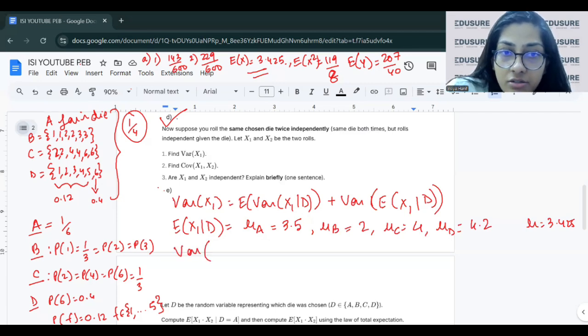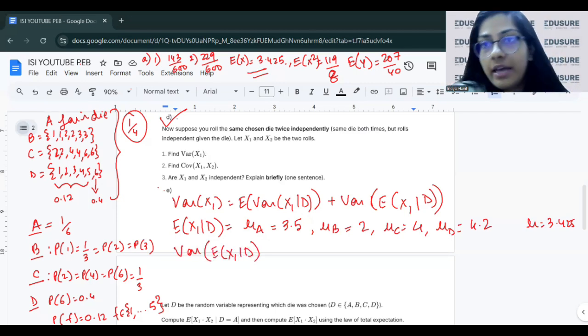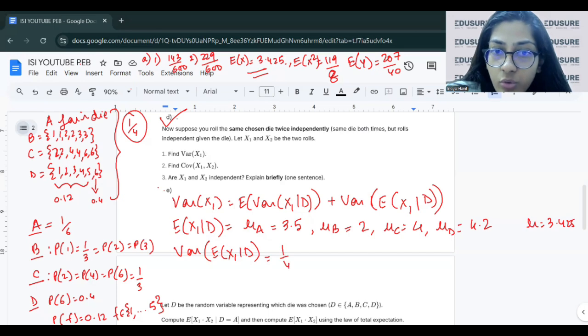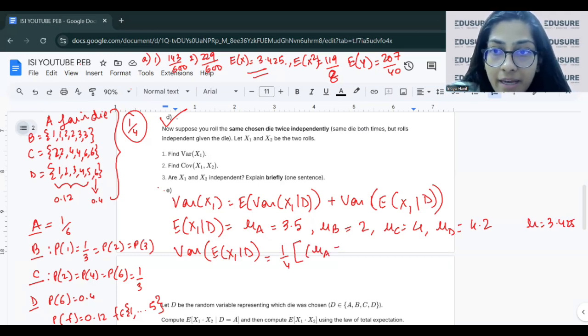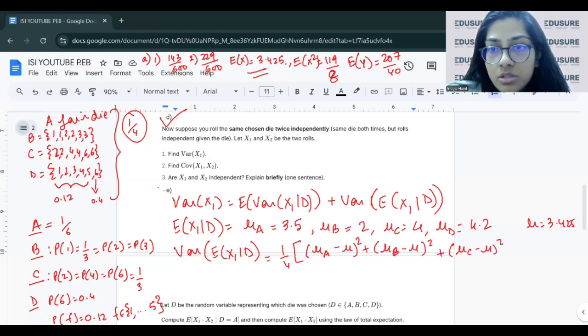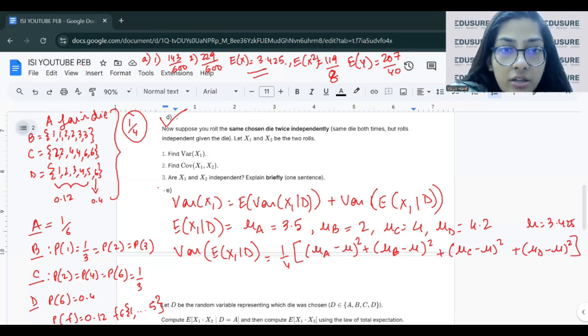So the variance of expectation of X1 given D, which is any die, what will this be? This will be 1 by 4 because they are equally likely. And what will we do? Mu A minus mu whole square plus mu B minus mu whole square, plus mu C minus mu whole square plus mu D minus mu whole square. We have to calculate the value of this. So you have these values. If we calculate it, the variance is coming to be 0.7481875. So we have this value now.